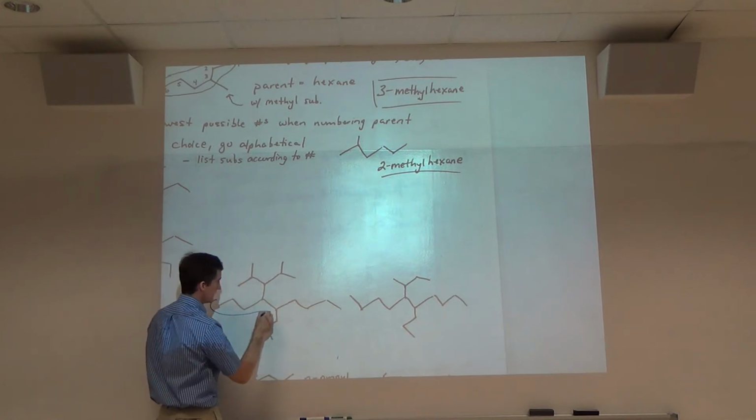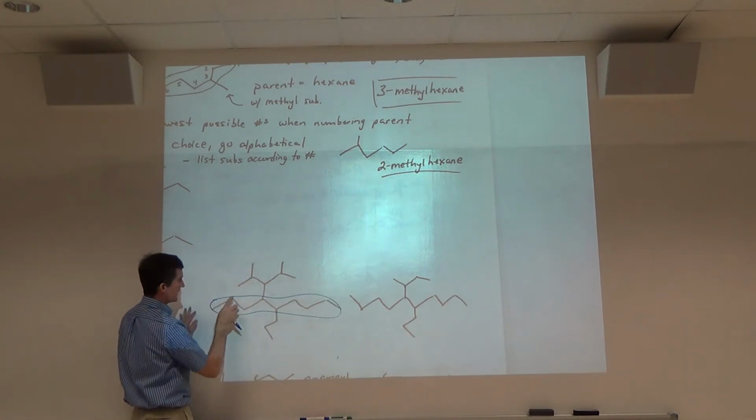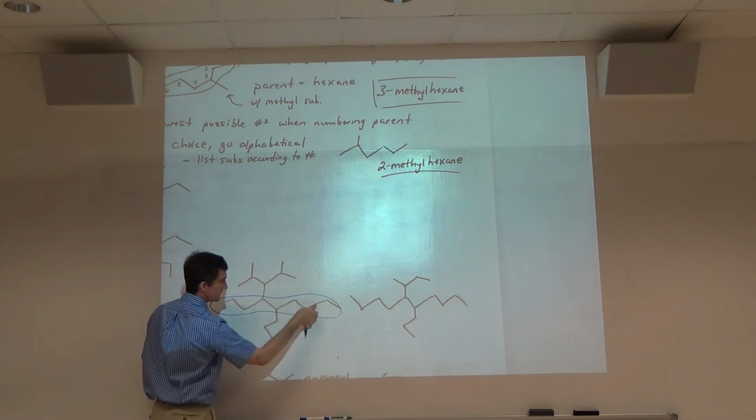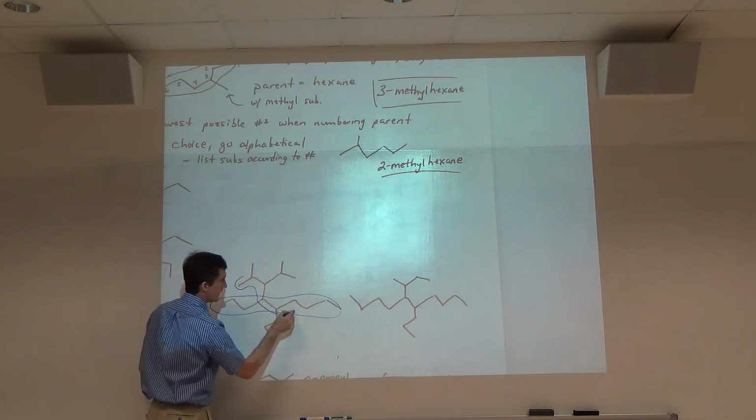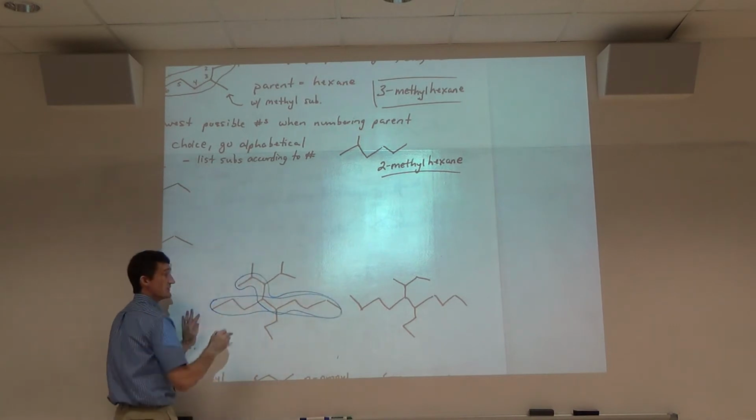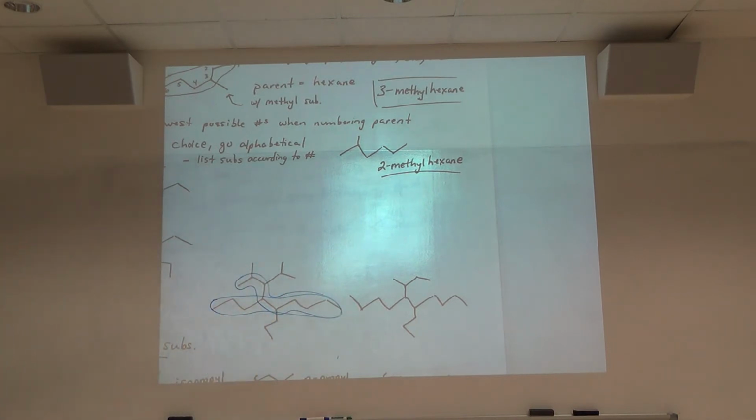1, 2, 3, 4, 5, 6, 7, 8, 9. Oh, that's a 9. But I had another 9, right? 1, 2, 3, 4, 5, 6, 7, 8, 9. That's also a 9. I got two 9s. Did anybody see a 10?